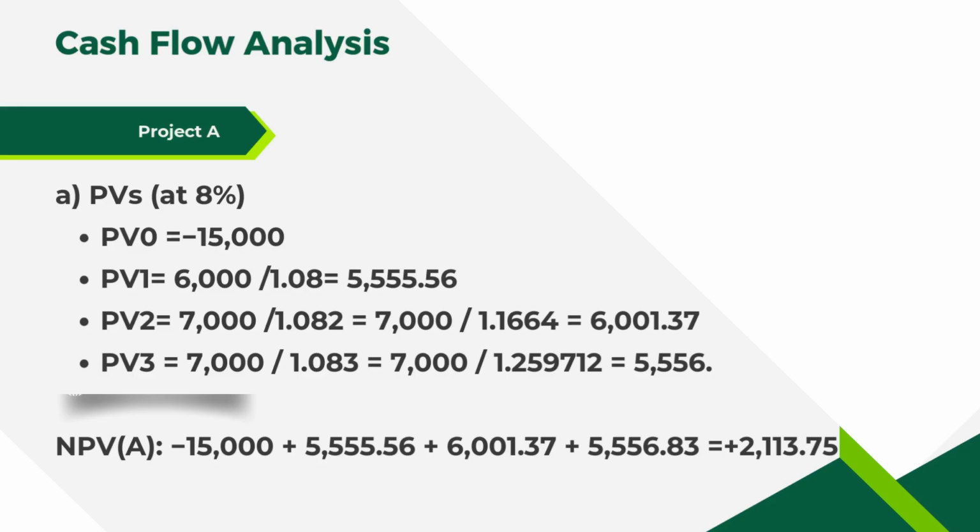NPV A equals negative 15,000 plus 5,555.56 plus 6,001.37 plus 5,556.83. NPV A equals plus 2,113.75.